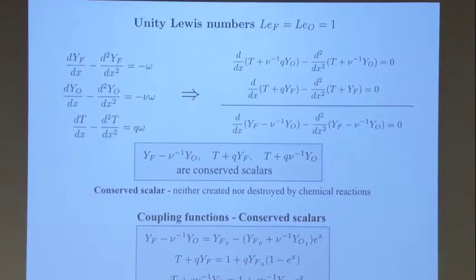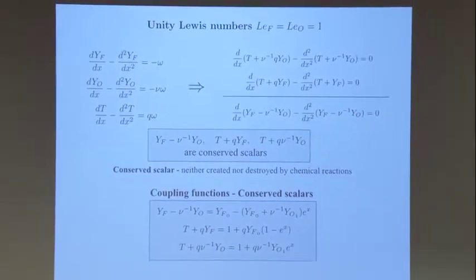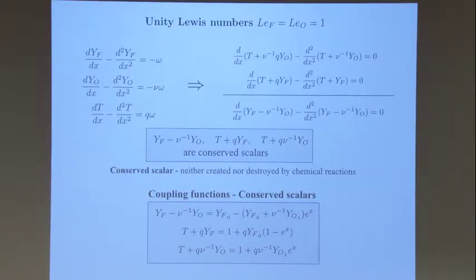The first thing that we will do is assume unity Lewis number, and later we will see what happens if the Lewis numbers are not 1. So if the Lewis numbers are 1, we can use this coupling function. Remember that these combinations are conserved scalars. So these combinations satisfy the equation equal to 0, nothing on the right-hand side, no reaction term. And being a simple linear equation, we can immediately solve them.